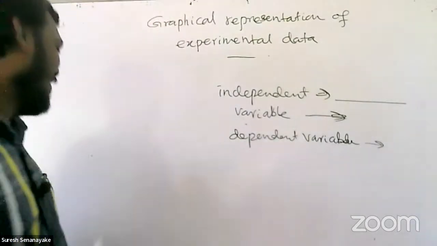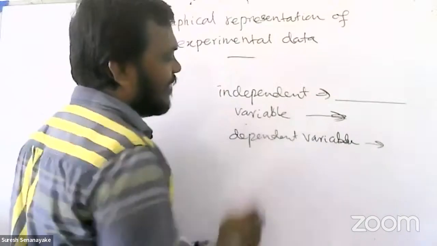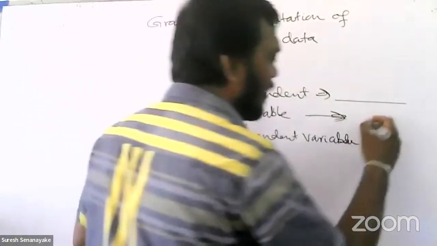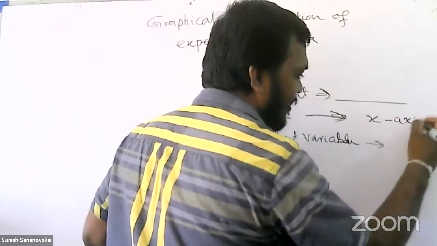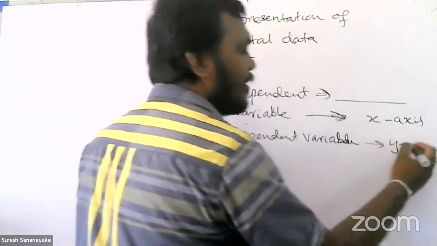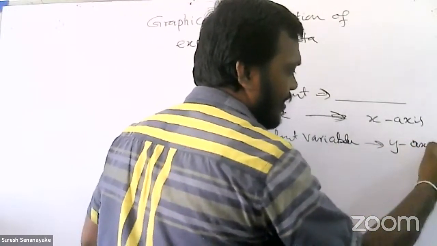Okay, okay. Here we come to the lesson. The independent variable you always need to represent on the x-axis. Clear? And the dependent variable on the y-axis.